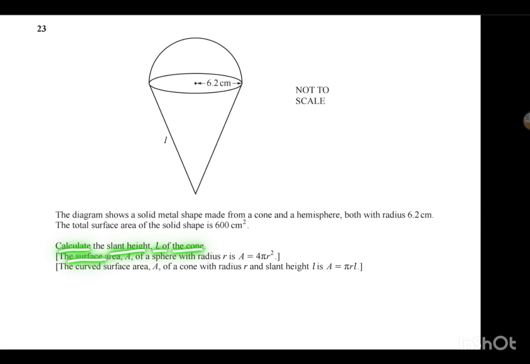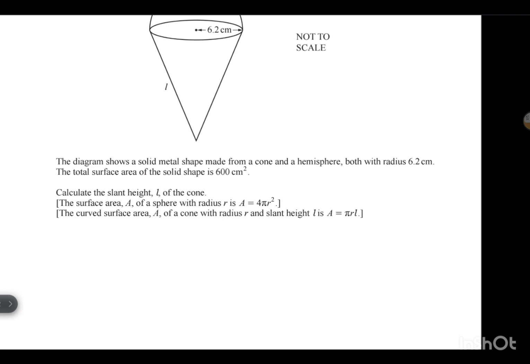The surface area of a sphere with radius r is A is equal to 4 pi r square. The curved surface area A of a cone with radius r and slant height L is A is equal to pi rl. So here we will have to add these two, but instead of the sphere we have to take the hemisphere. So for the hemisphere we have 4 pi r square by 2 plus pi rl, and that is 600 centimeters square.